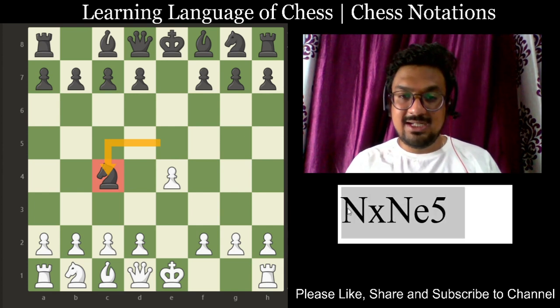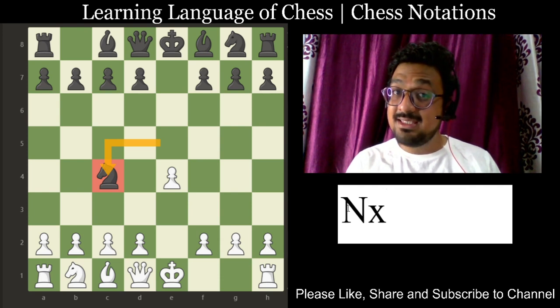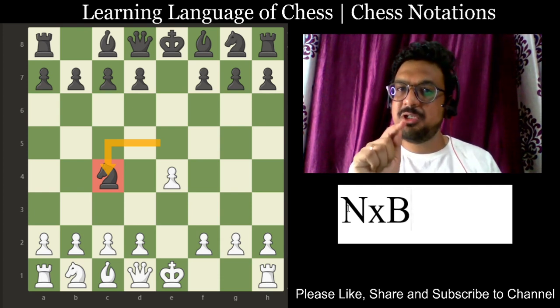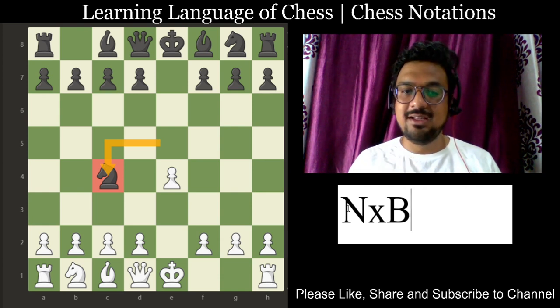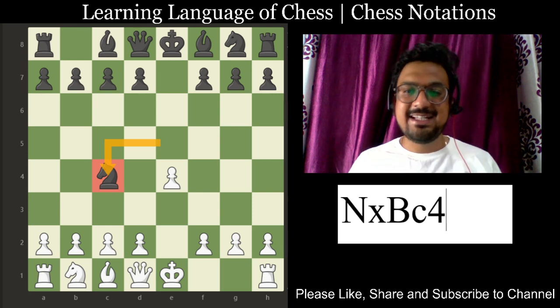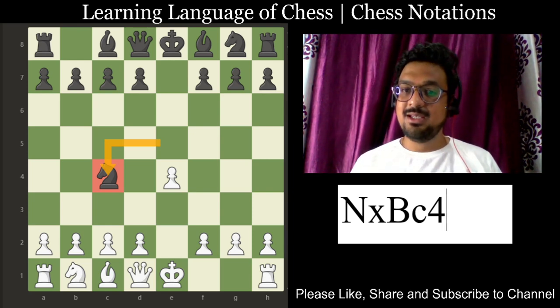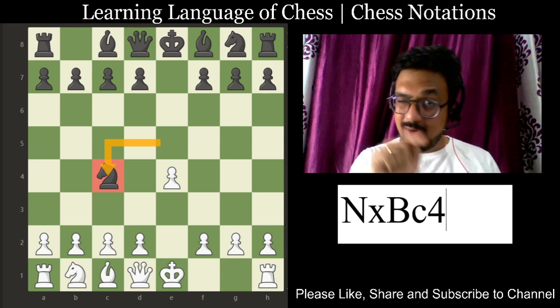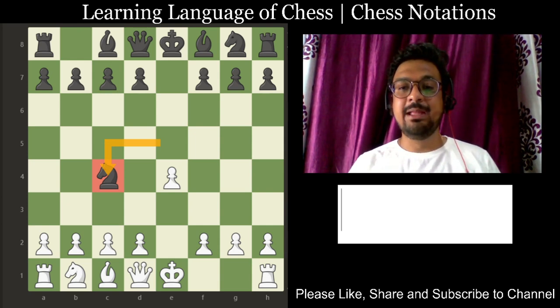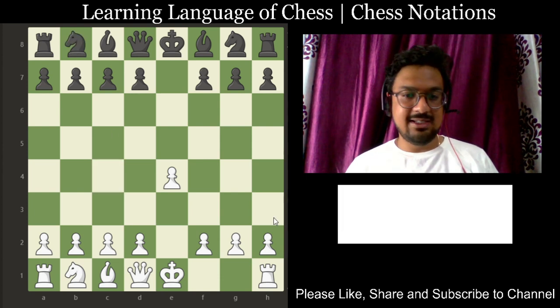So we will write it as N cross, bishop is written as B. And where was the bishop? Where was the bishop sitting? Yes, it was sitting on c4. Excellent. So it is very easy and it will become easier with practice. So you just need to remember cross is the symbol. Okay. Now before we end this lesson, let's look at some very basic notations which you also must know.